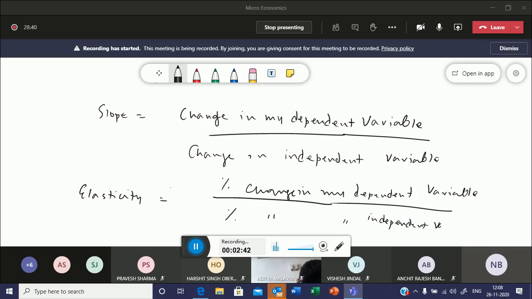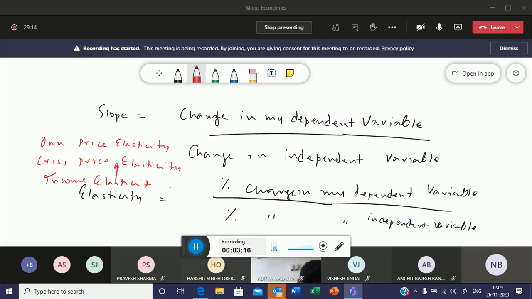Now, depending upon what type of elasticity we are dealing with, as you know, given our discussion, it can be own price elasticity. This can be cross price elasticity. It can be income elasticity. It can be elasticity with respect to taste. We can also name it as taste elasticity, and so on and so forth.